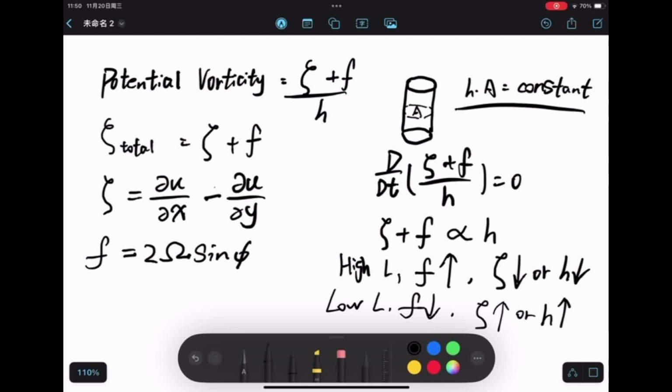So as a result, at high latitudes, as the water column moves to high latitudes, f increases due to the Coriolis effect. To conserve potential vorticity, zeta must decrease, reducing relative rotation, or h must shrink. Conversely, at low latitudes, as a water column moves toward the equator, f decreases to maintain conservation, so zeta must increase, or h must grow.